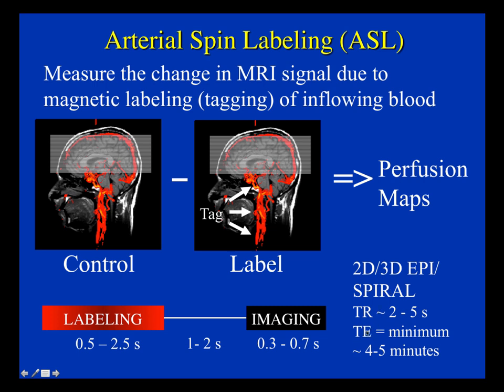In this case, we use the minimum possible TE because we want to get the best possible signal-to-noise ratio. And also, it is not necessary to weight these images in a particular fashion, because what we are interested in measuring is the change in longitudinal magnetization. So the shortest TE possible is the one that is advantageous. And these experiments generally take about 4 to 5 minutes.